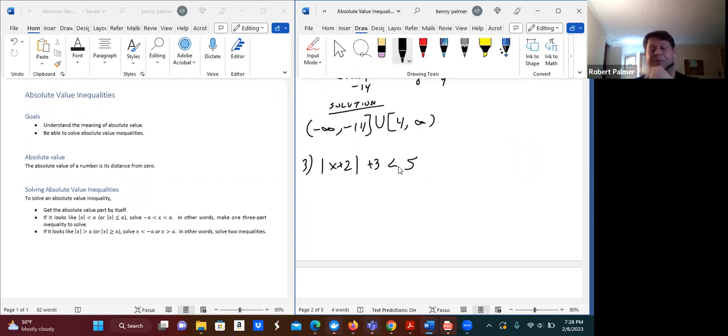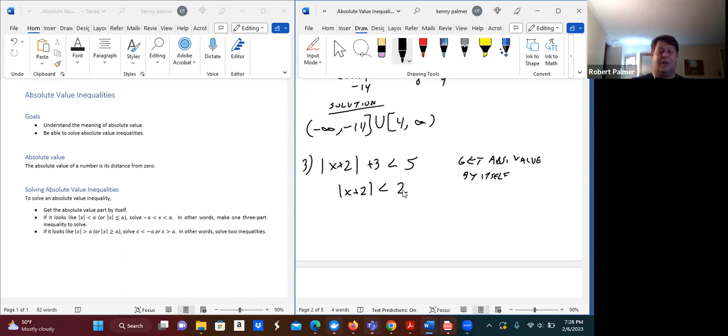Now, notice this one's a bit different. We have something else on the left side. So we look at the first step, which says get the absolute value part by itself. To do that, subtract 3 from both sides. So now we have the absolute value of x plus 2 is less than 2.